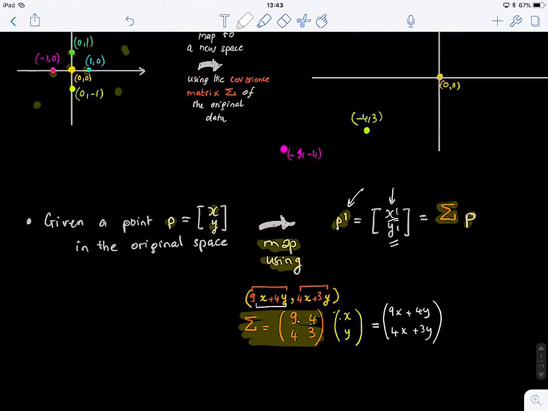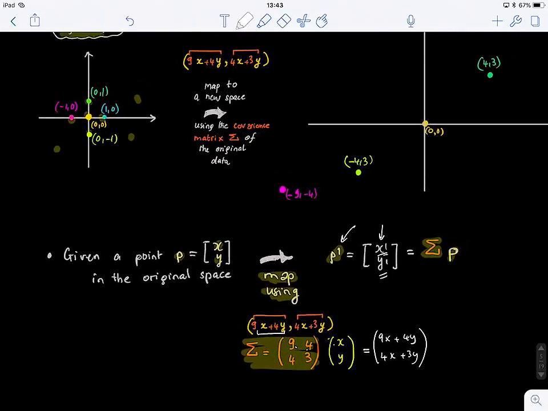So if I do this, I take a point. For example, let's take (0, 1). If we map it, transform it using the covariance, what are the coordinates of the mapped point? You just need to plug the coordinates of (0, 1), the x and the y, and you'll get the new coordinates.